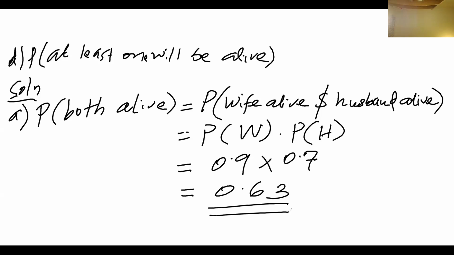Then the probability that both are dead, or both will not be alive. So B, the probability both are not alive.